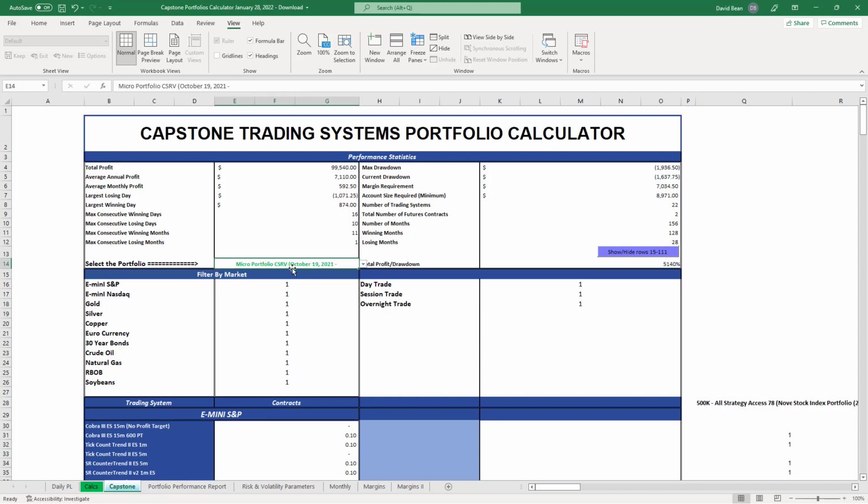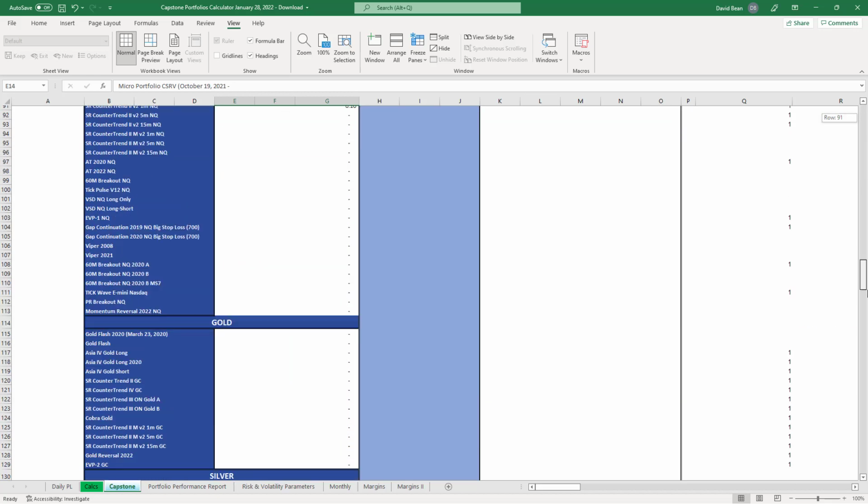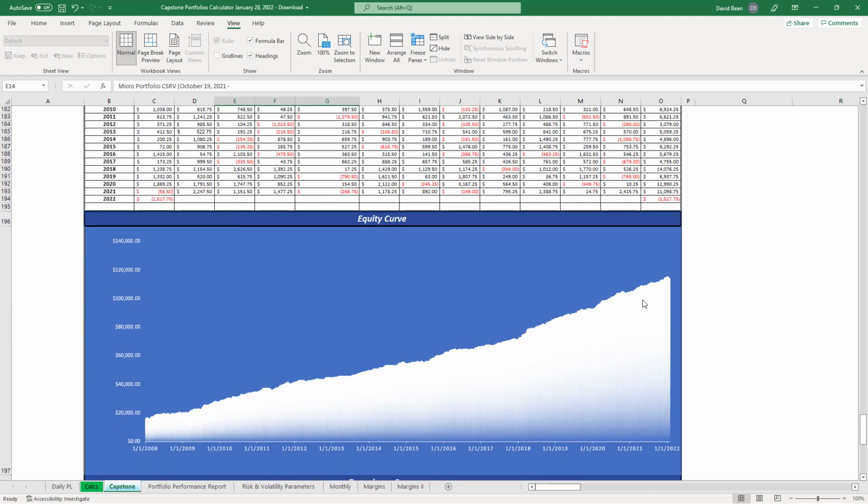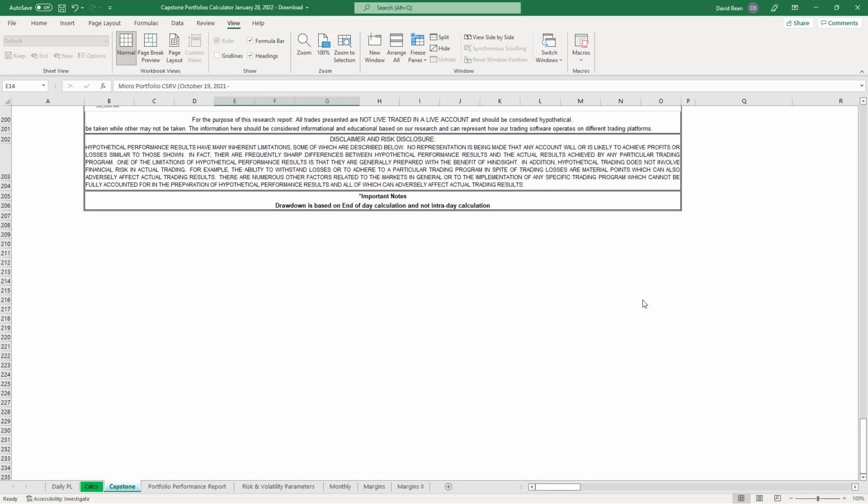Let's look at the last one, micro portfolio conservative. It's in almost a $2,000 drawdown now. It's pierced its worst case drawdown this week. Let's go down here and take a look.